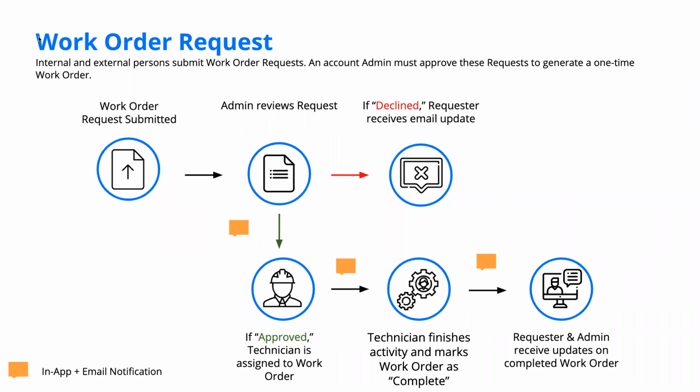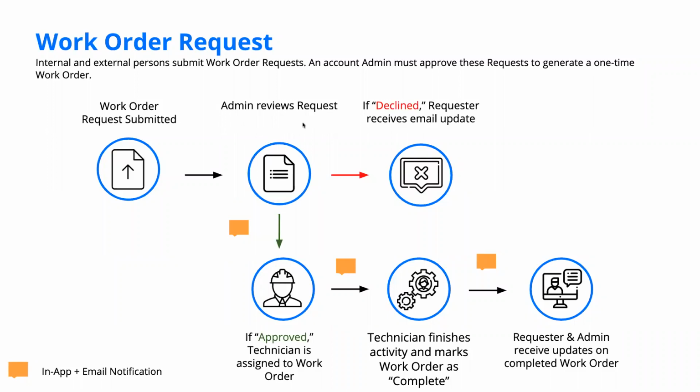So what this is: any internal or external users, for example, a requester like a tenant in a building, they'll go ahead and submit a work order request, and then an account admin will approve these requests to generate a one-time work order. So say I'm a tenant in a building, I go to the men's restroom and I notice that the sink is broken, the faucet handle is torn off. I would go ahead and submit a request to an admin. This could be the building manager.